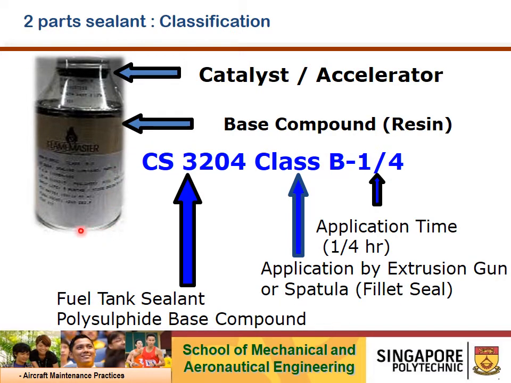Right, so this is a typical two-part sealant. Below is a base compound. It can be white. Most of the time, it's white or cream color, and the catalyst or accelerator, which is in black.